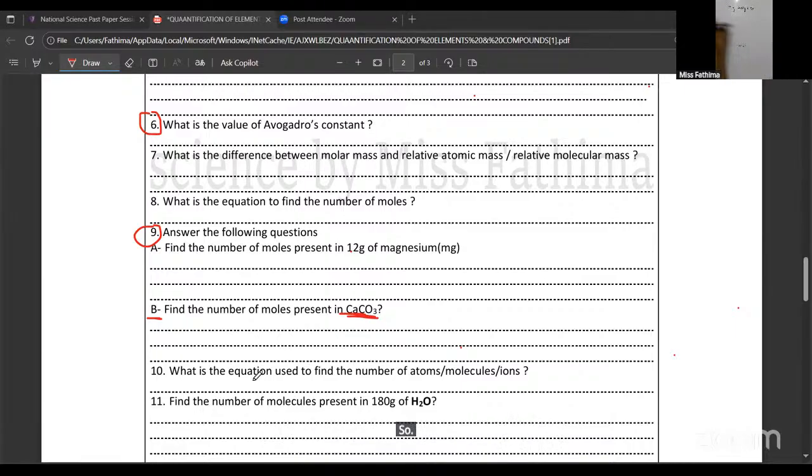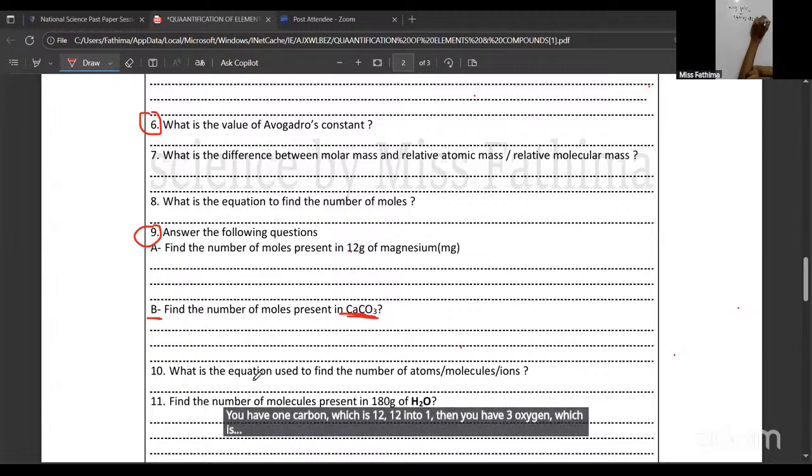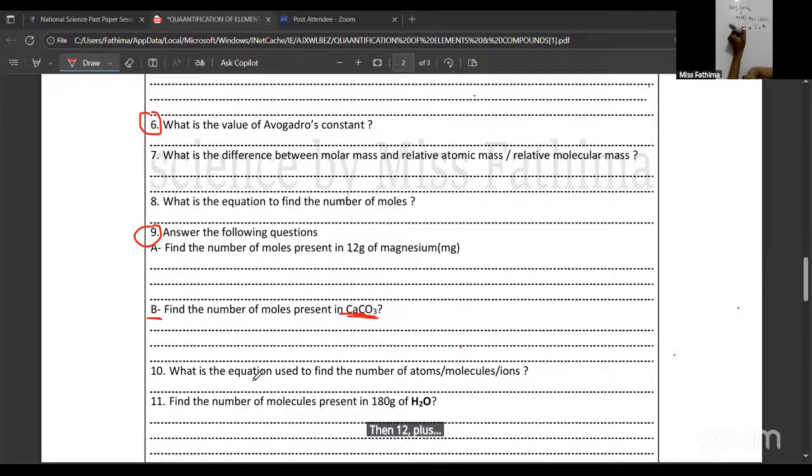300 gram of calcium carbonate is used. First of all, let's find the molar mass. Calcium is 40, 40 into 1 will give you 40, plus carbon. You have 1 carbon, which is 12, 12 into 1. Then you have 3 oxygen, which is 16 into 3. Then 12 plus 40, what is the value? 100.